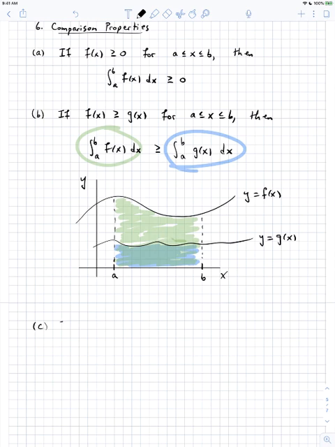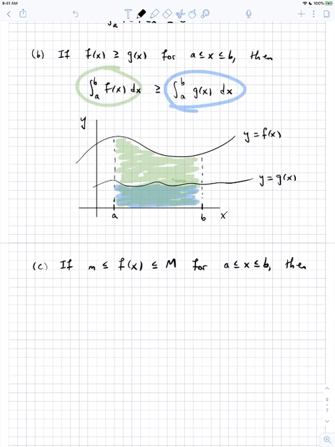The third one says if little m is less than or equal to f of x is less than or equal to capital M on the same interval, so let's say for a less than or equal to x less than or equal to b, then we can say something about the definite integral. The definite integral from a to b of f of x dx is going to always be bigger than little m times b minus a and smaller than capital M times b minus a.